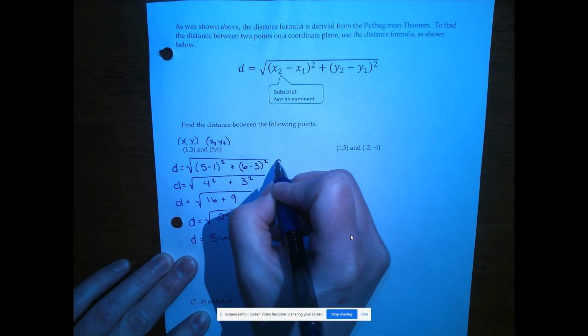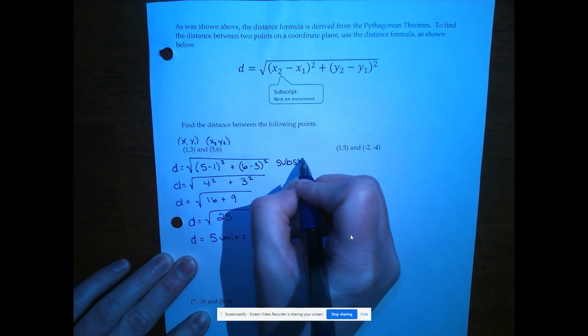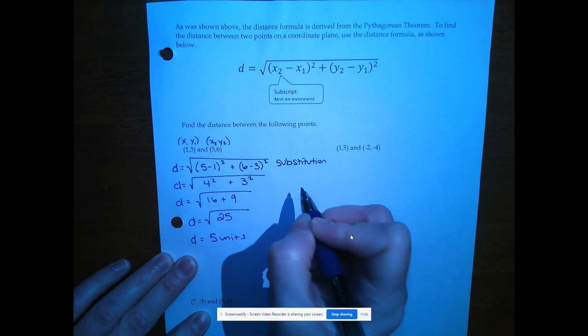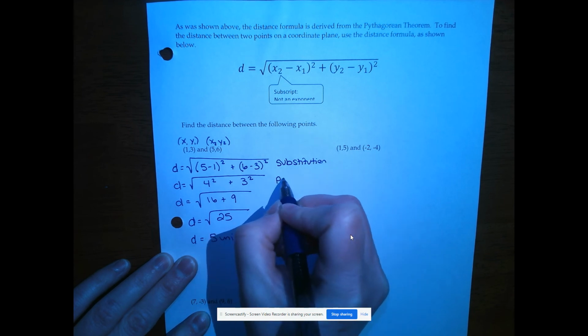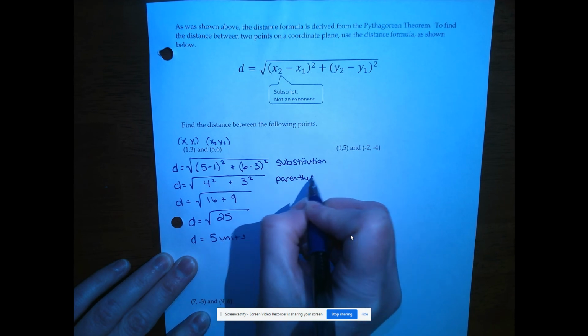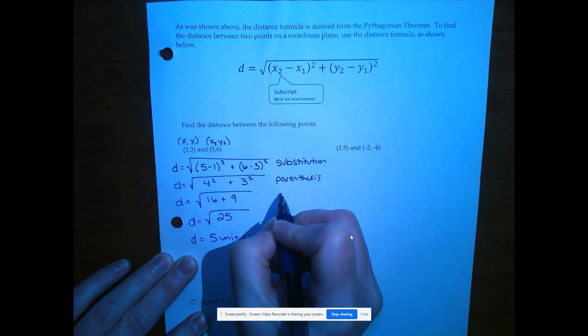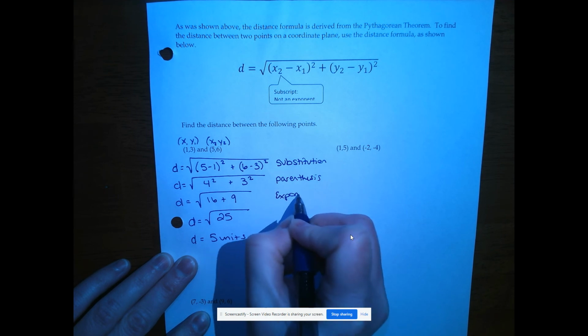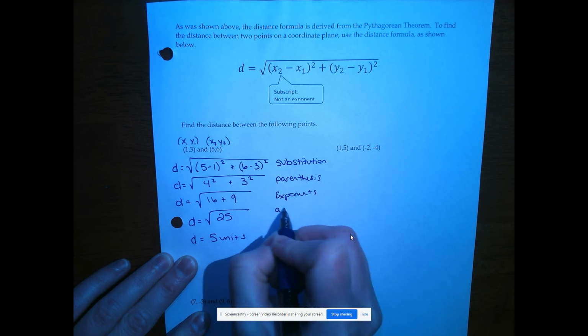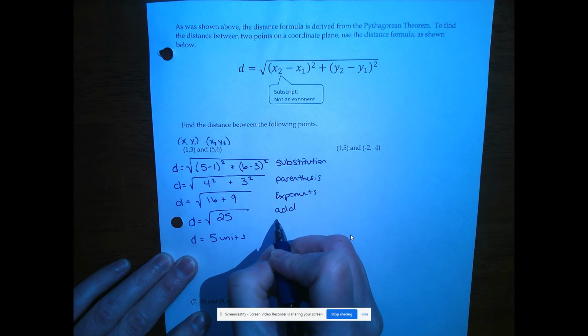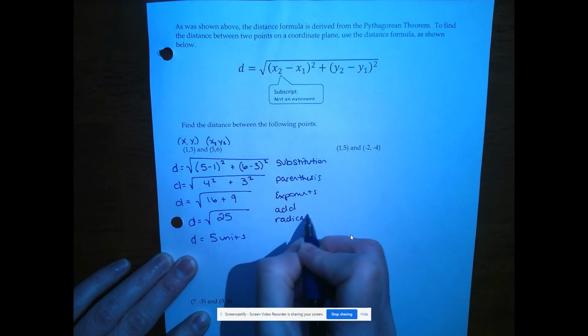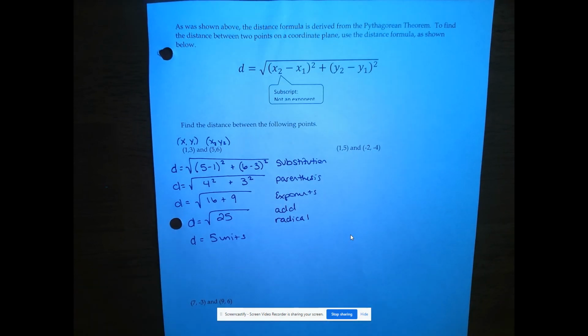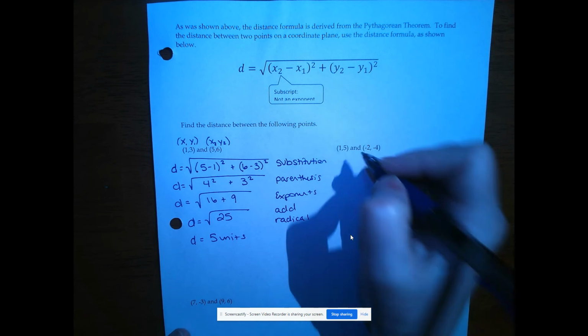So here is my substitution where I plug my numbers in. First thing I did was everything inside the parentheses. Next thing I did was the exponents. Last thing I did was the addition, and then your radical. So if you need to look back at a list to keep you organized, there is one for you.